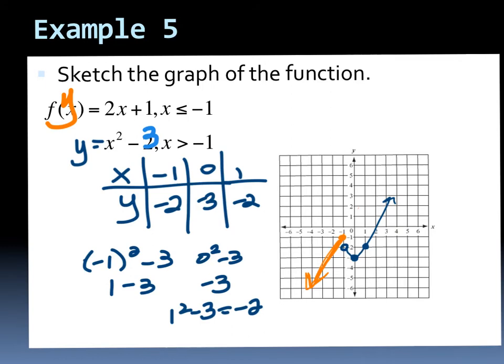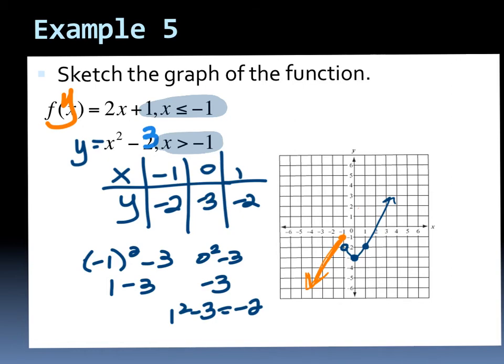So this one is greater than, and this one's greater than or equal to. The or equal to is the one that gets the solid dot. The non is going to be an open dot. If they were both open dots, it'd fail your vertical line test. So think about that and try to catch it if that happens.